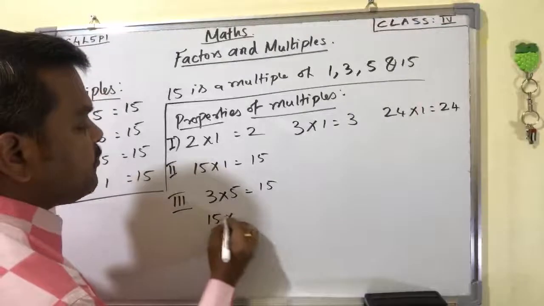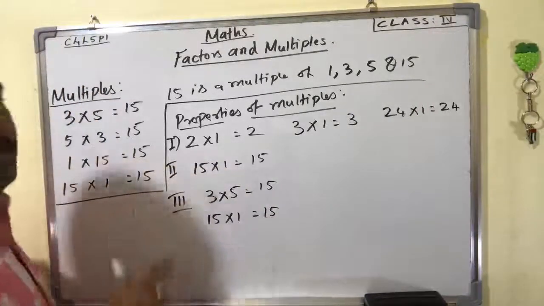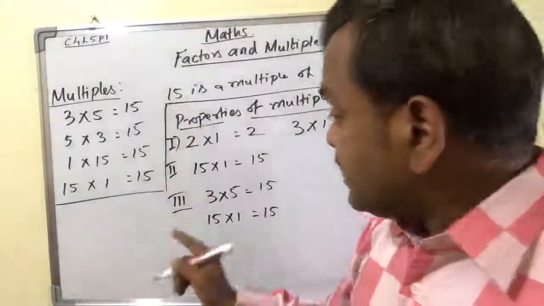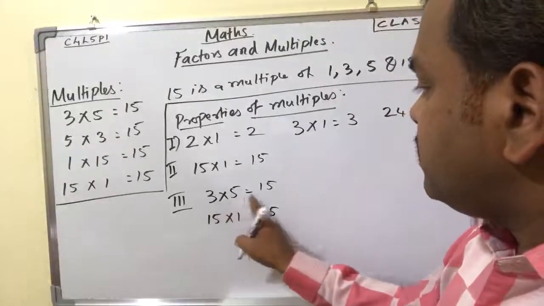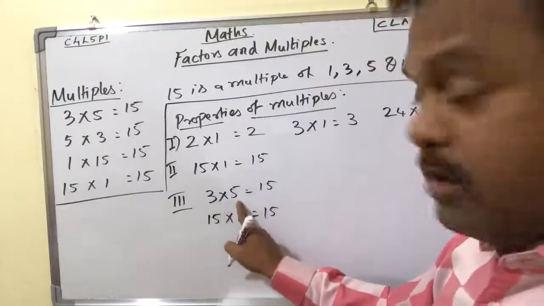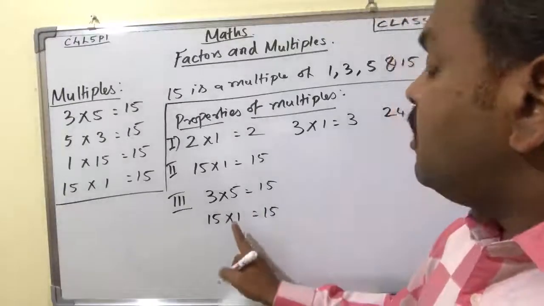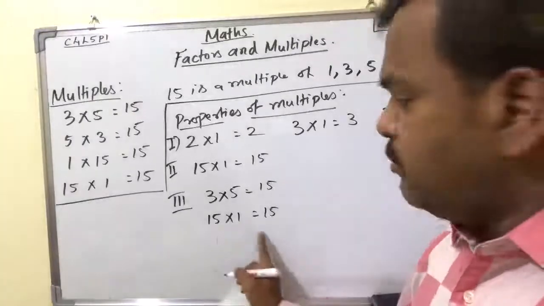Look here. 15 into 1 is equal to 15, so it is equal. Otherwise the multiple is greater. The multiple 15 is greater than 3 and 5. And they are equal in the case of 15 and 15, both are equal.